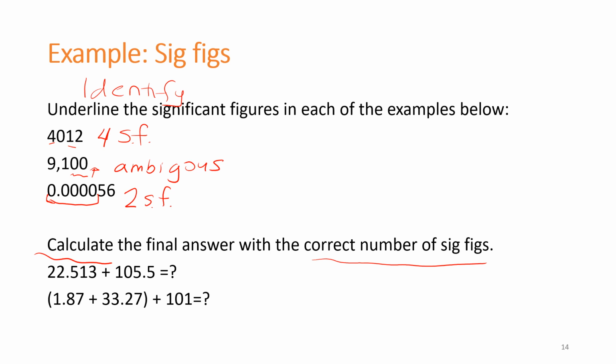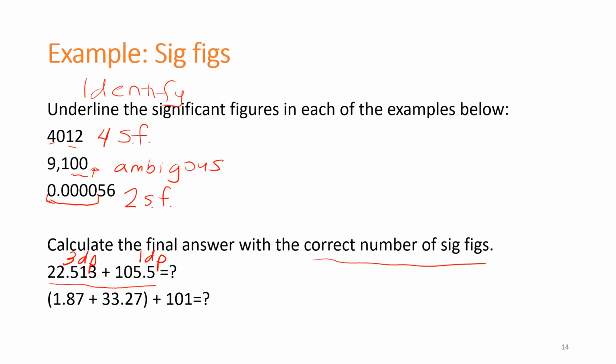Now on this next example, we have some addition. It's all addition actually. So you'll be practicing the multiplication and division on your own, and then we will practice it together during our problem solving session. But here we have a pretty simple one. So we just have 2 different numbers and we're adding them. In this case, what we're going to look at is the number of decimal places. So for addition and subtraction, it's decimal places. So here we have 3 decimal places. Here we have 1 decimal place.